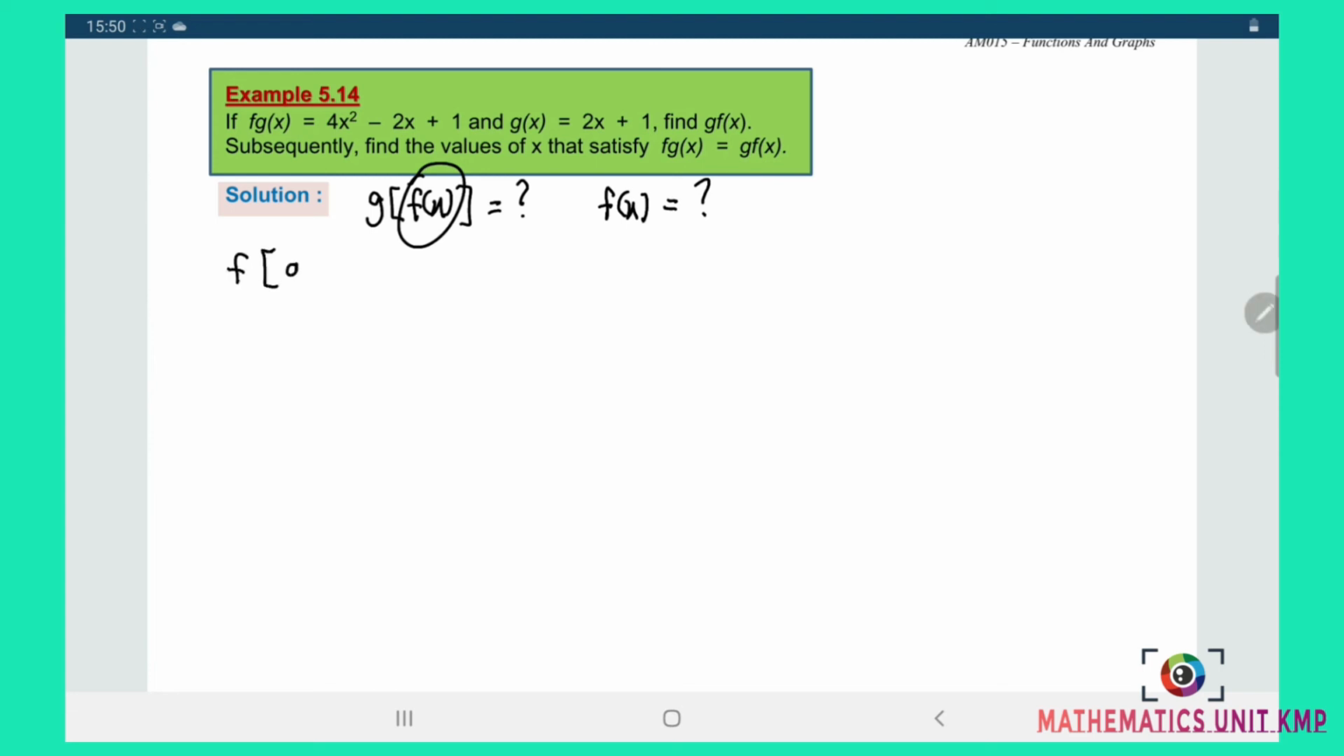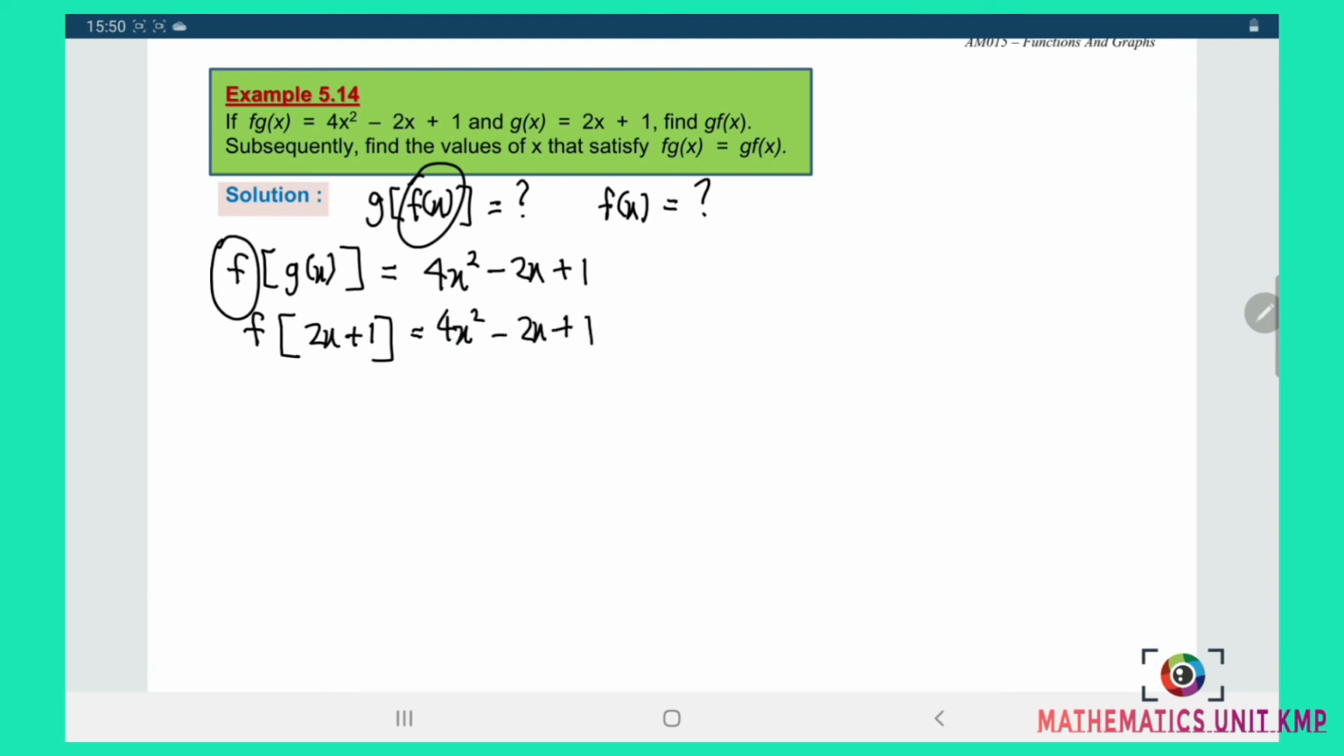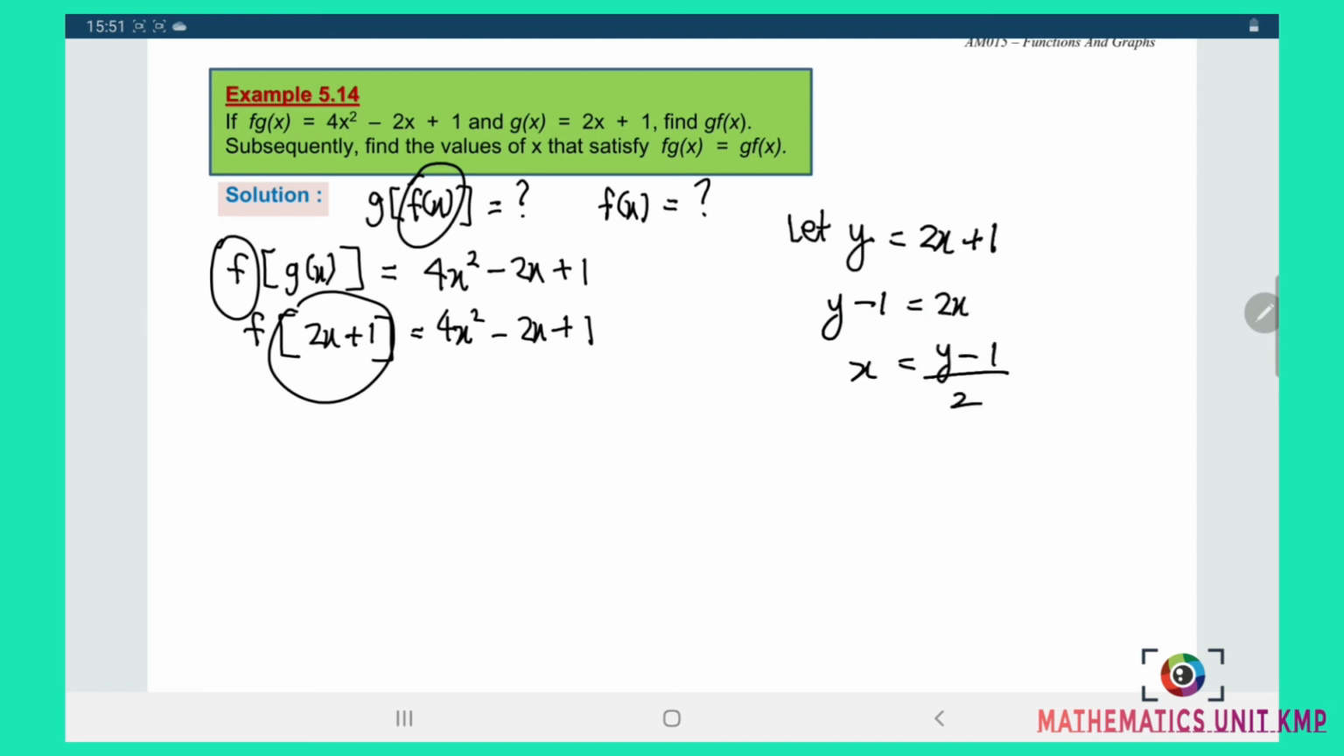Understand the process. Okay, next process. How do you find f(x)? It has been given that fg(x) is equal to 4x squared minus 2x plus 1. Right. Now, the function that you need to find is here, not the object, outside. So you kena tukarkan g(x) seperti yang diberi. Okay, itu first step. Now, disebabkan dalam ini dia kena satu objek sahaja, jadi you let y kena function dalam itu. So y minus 1 equals 2x, x equals (y minus 1) over 2.